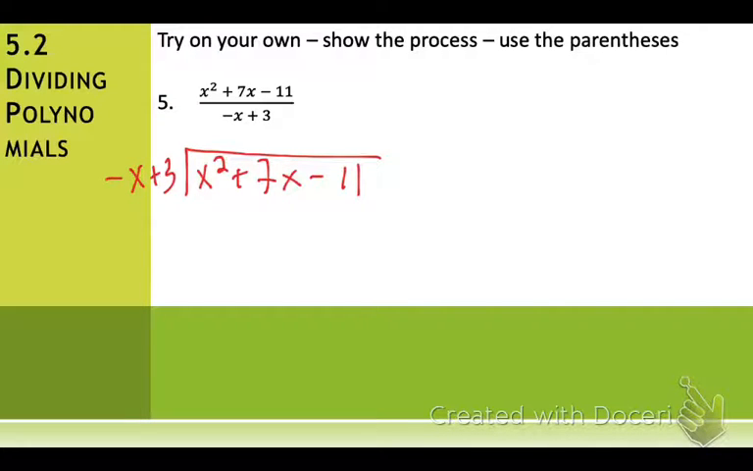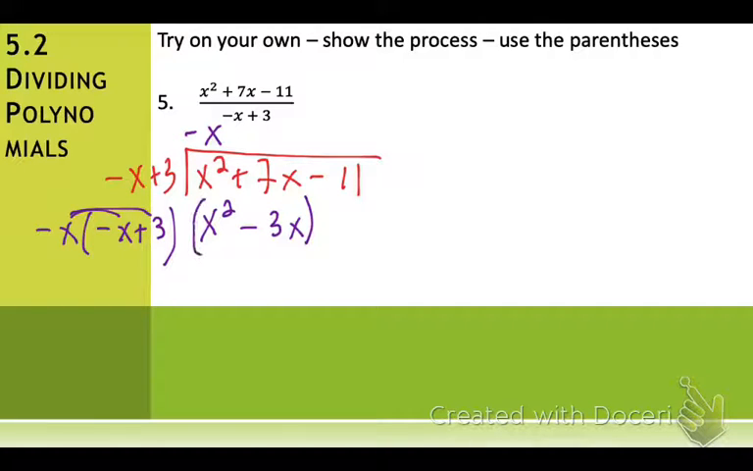Alright, so how many times does negative x go into x squared? Goes in negative x times. You'll see that that makes sense in a second. So take negative x, times it by this thing. So negative x times negative x plus 3. That's going to be x squared, good, positive, minus 3x. I always like the parentheses because it reminds me to subtract everything.